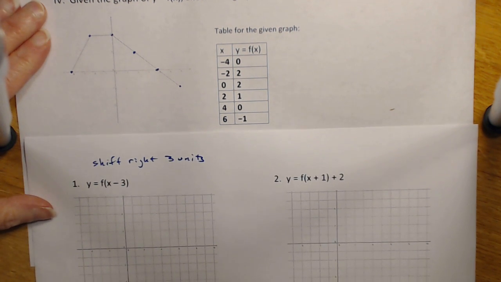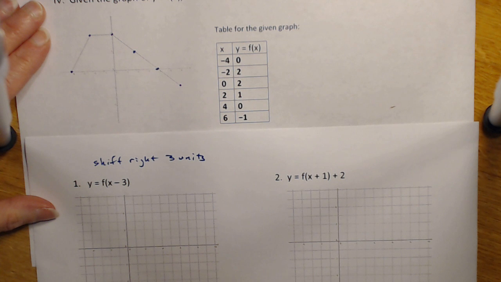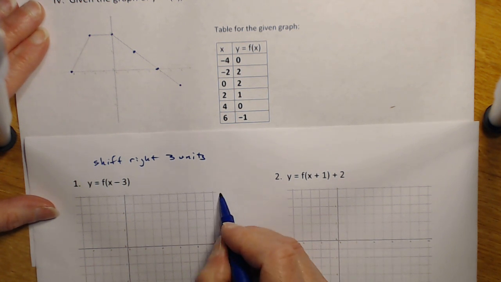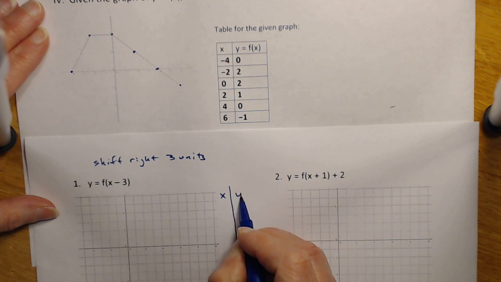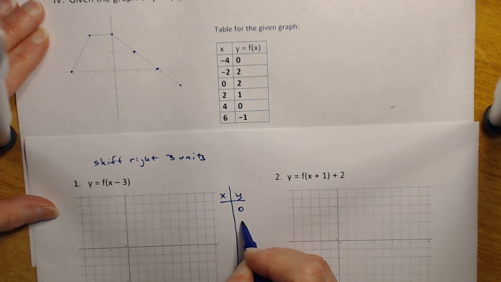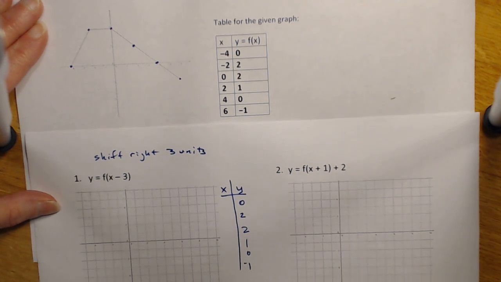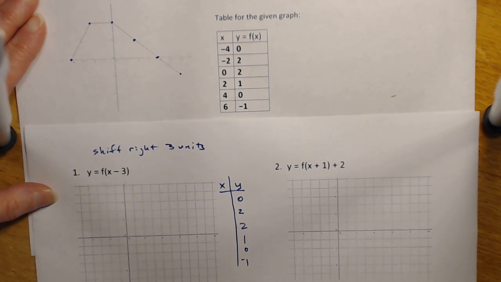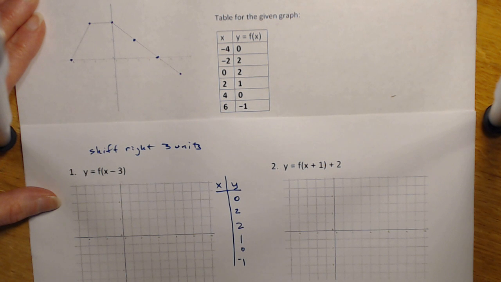So our new table is here. Nothing will happen to the y, so it's still 0, 2, 2, 1, 0, negative 1. But all the x's go right 3 units. So instead of at negative 4, it goes right 3 units to negative 1. 0 goes over to 3, 2 goes to 5, and so on.